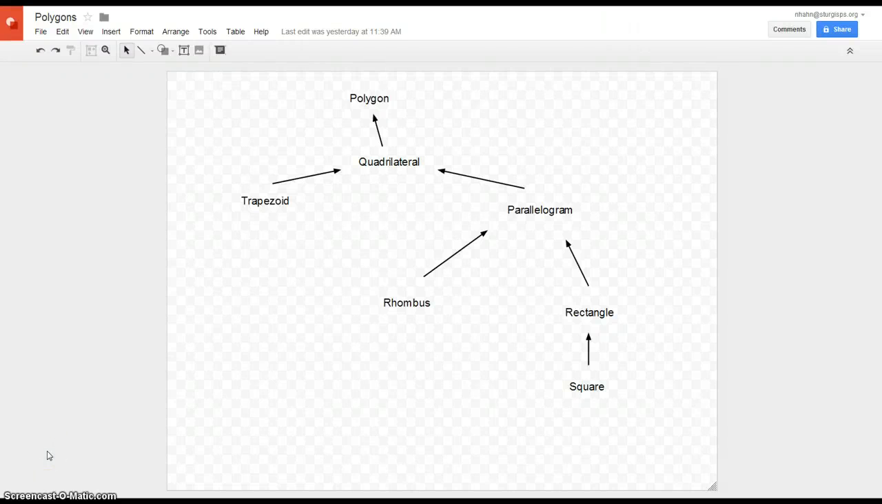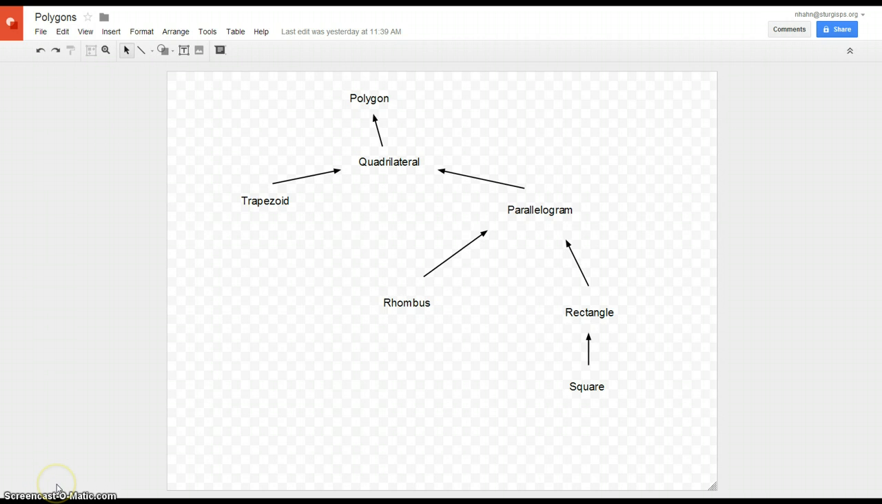Okay, this video is going to help you with the polygons lesson. We're going to learn about a few different polygons that will be brought up throughout the lesson. First of all, we're going to start off with what is the definition of a polygon.